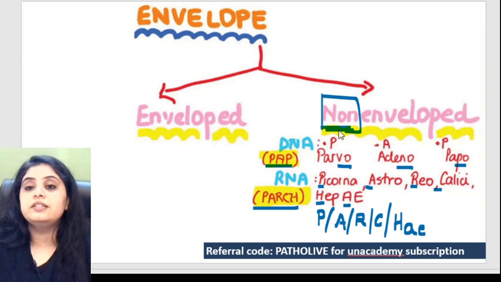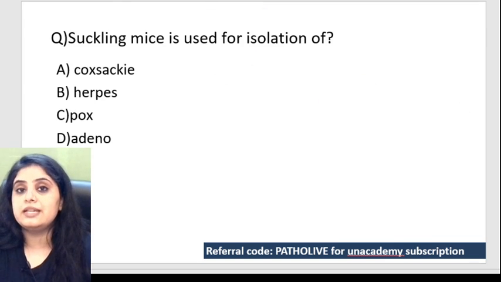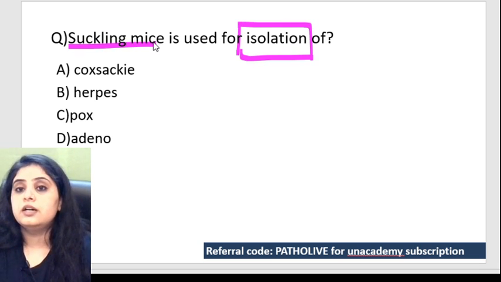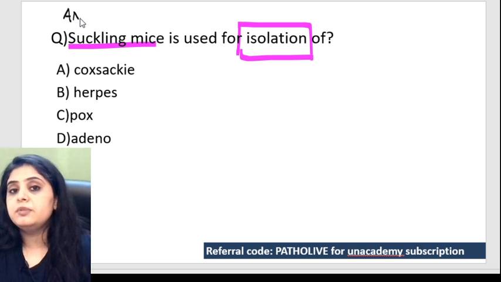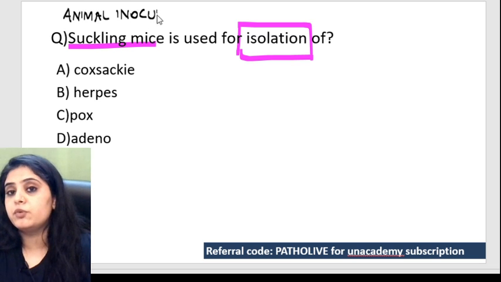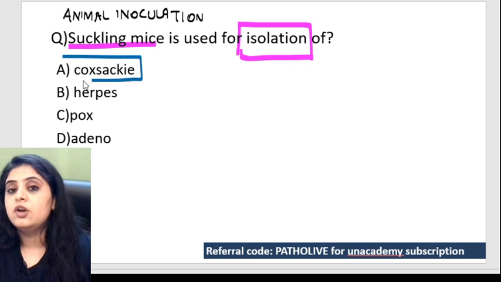Well guys, having read these last two mnemonics, now we move on to the next, talking about some cultivation methods. When you're interested in the isolation of a particular organism, you are going to use suckling mice. So basically I'm asking you, animal inoculation is used for the isolation of which of the following? I hope everyone knows the answer, and the answer to this question is Coxsackie.